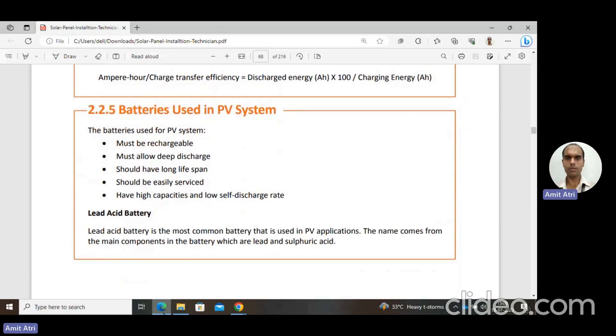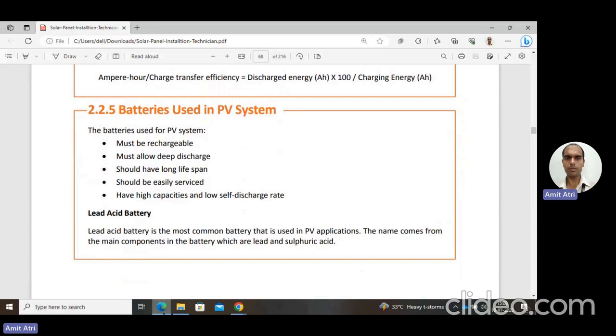Now batteries which are used in a PV system should have some desirable characteristics. First of all, they should be rechargeable. They must allow deep discharge, should have a long lifespan, should be easily serviced, and should have high capacity and a low self discharge rate.